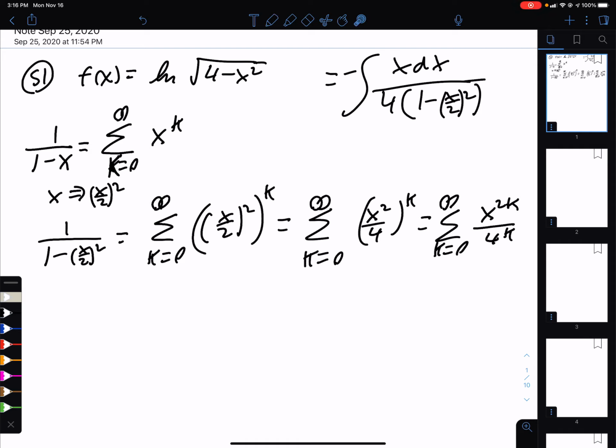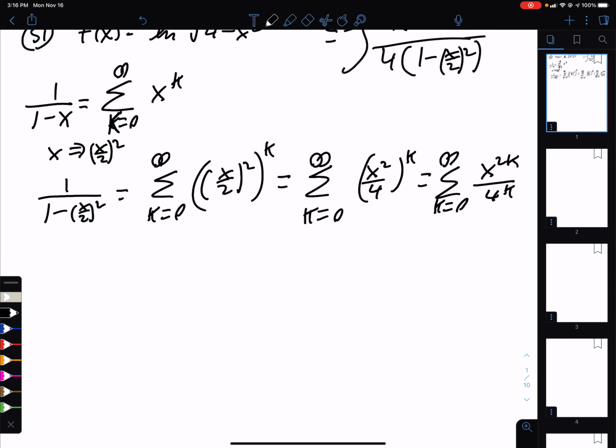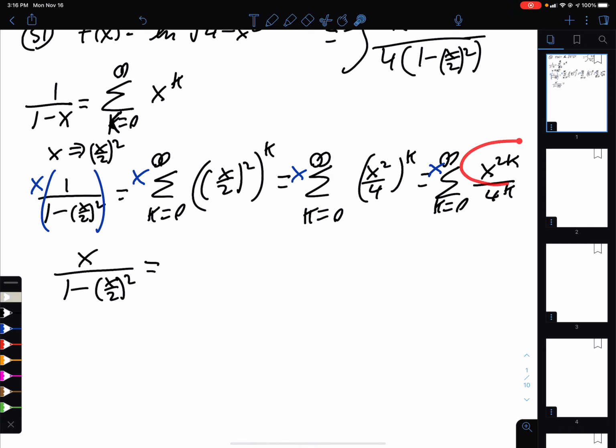I want an x on top. So I have this. I still need the 4 and the negative 1 and the x on top. So next I'm going to multiply by x, which I'm allowed to. So I'm going to multiply everything by x. And now I have x over 1 minus x over 2 squared. And then I'm going to take this far right one here. If I bring in x, I'm going to have an extra one, so I have plus 1. So the integral of x to the 2k plus 1 over 4 to the k.